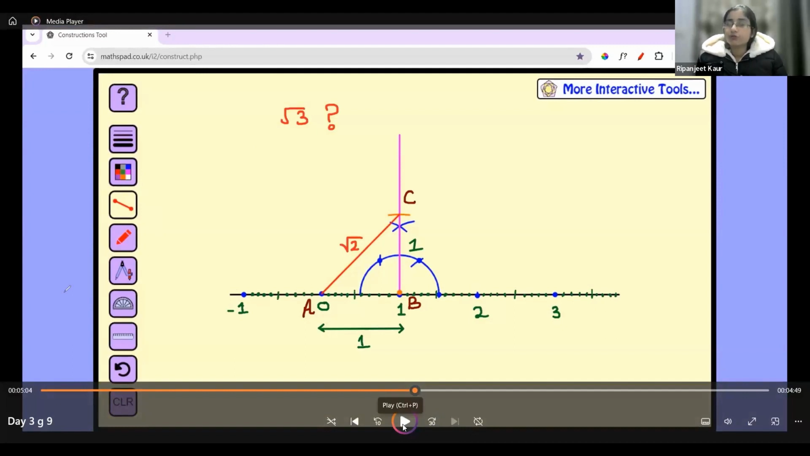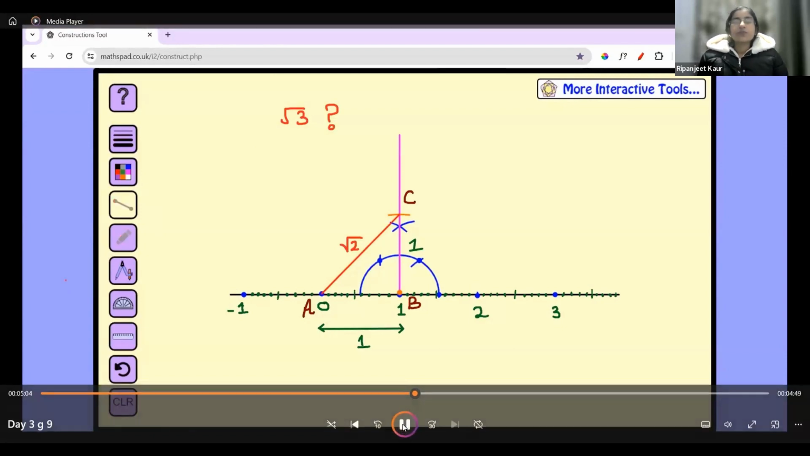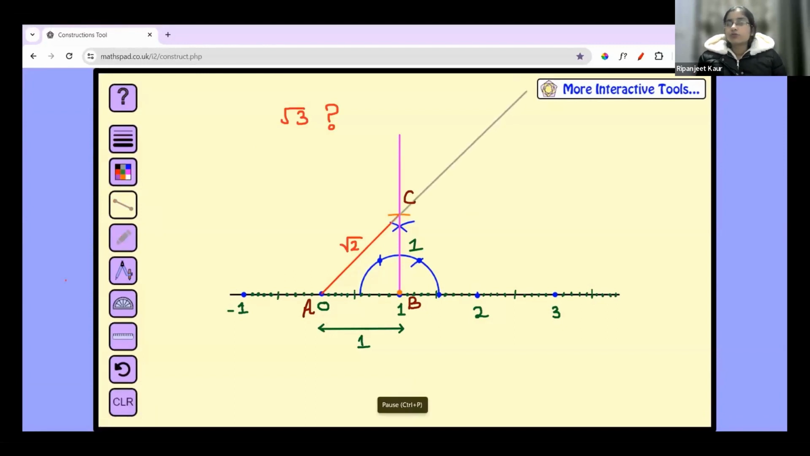Now, root 3. How do we plot root 3 on the number line, or find out the length of root 3 using a geometry box? So let us see that. For this, we are going to do the same thing, but on the line root 2, we just extend it. Can you see the gray line? We just extended this orange line, and on this point C, we make the same semicircle, 90 degrees.